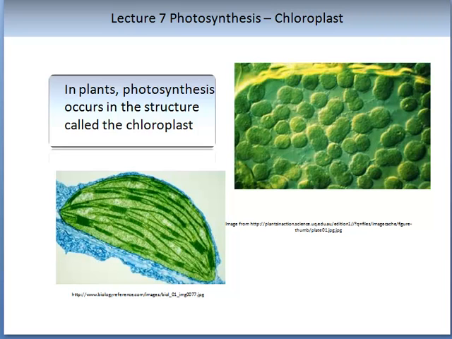In plants, photosynthesis is conducted in the eukaryotic cells in the structure called the chloroplast. A plant typically contains many of these structures. There are about 200 chloroplasts in the spinach leaf image. This image is a scanning electron microscopy image of a chloroplast from a young tobacco leaf.